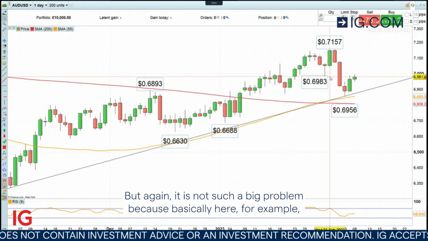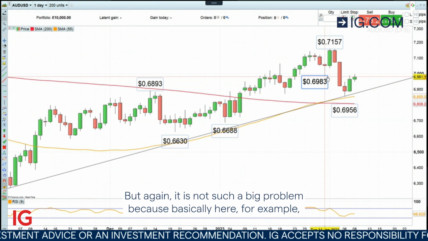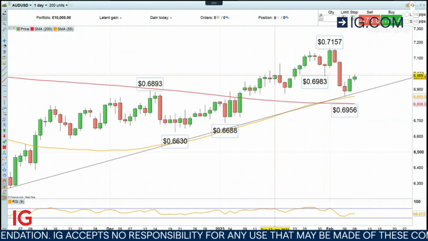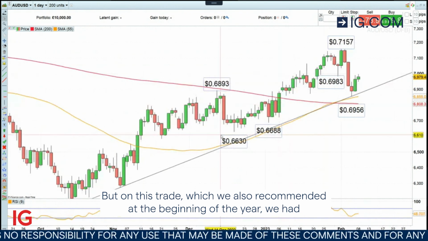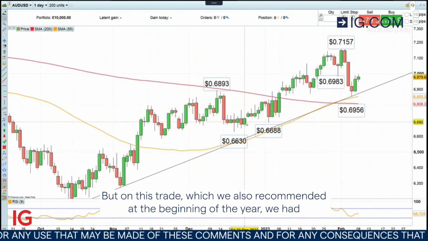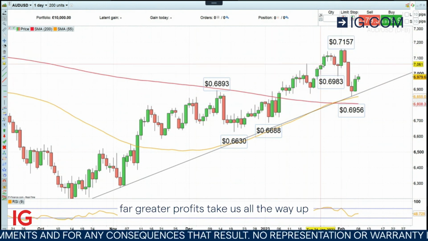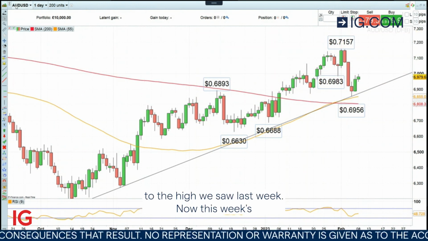But again, it is not such a big problem because basically here, for example, we've had a less than 100 pip loss. But on this trade, which we also recommended at the beginning of the year, we had far greater profits, taking us all the way up to the high we saw last week.